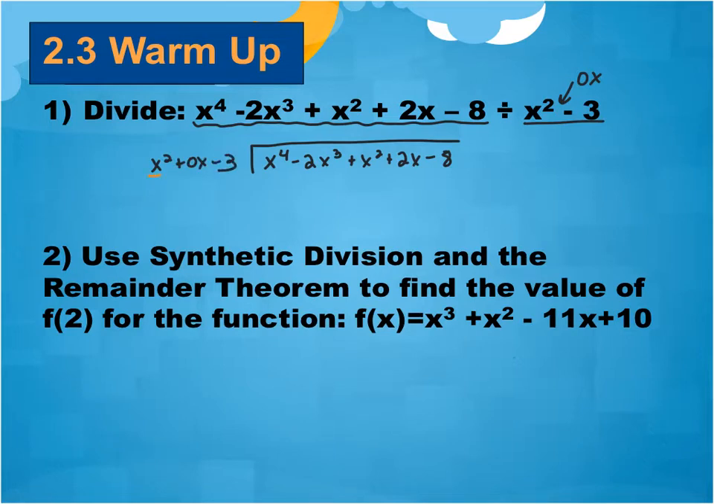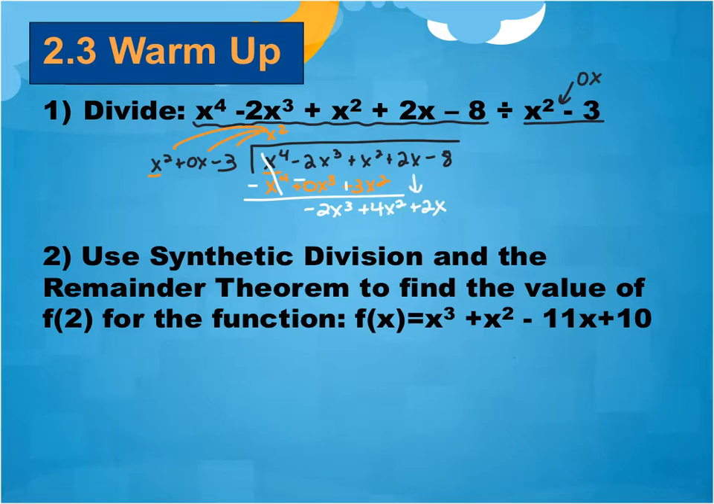Now it's divide the first into the first. So this would be x squared, and I'm going to multiply it times all three terms. X squared times x squared is x to the fourth, plus a 0x to the third, minus 3x squared. Now I'm going to change my signs and add. This cancels. Negative 2x to the third minus 0x to the third is negative 2x to the third. Positive x squared and positive 3x squared is positive 4x squared. Bring down the next term.